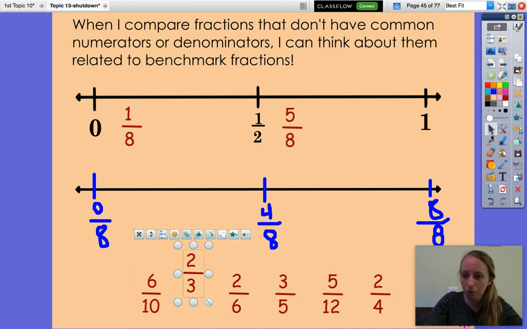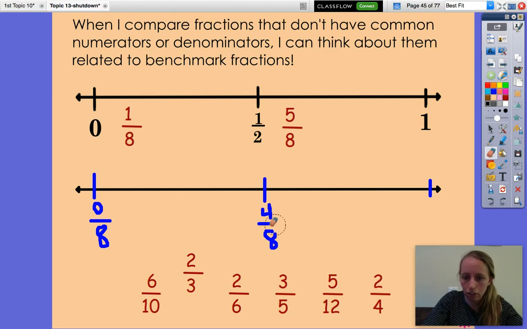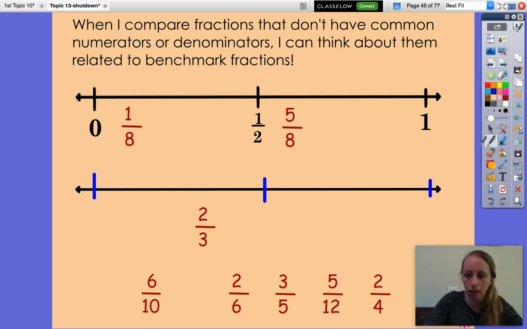Thirds are a little bit different. When we think about thirds, we need to take 2/3 and figure out where it would go on the number line. So 3/3 would go here. 3/3 is equivalent to 1. 0/3 is equivalent to 0. So where would 2/3 go? We only have 0, 1, 2, 3.